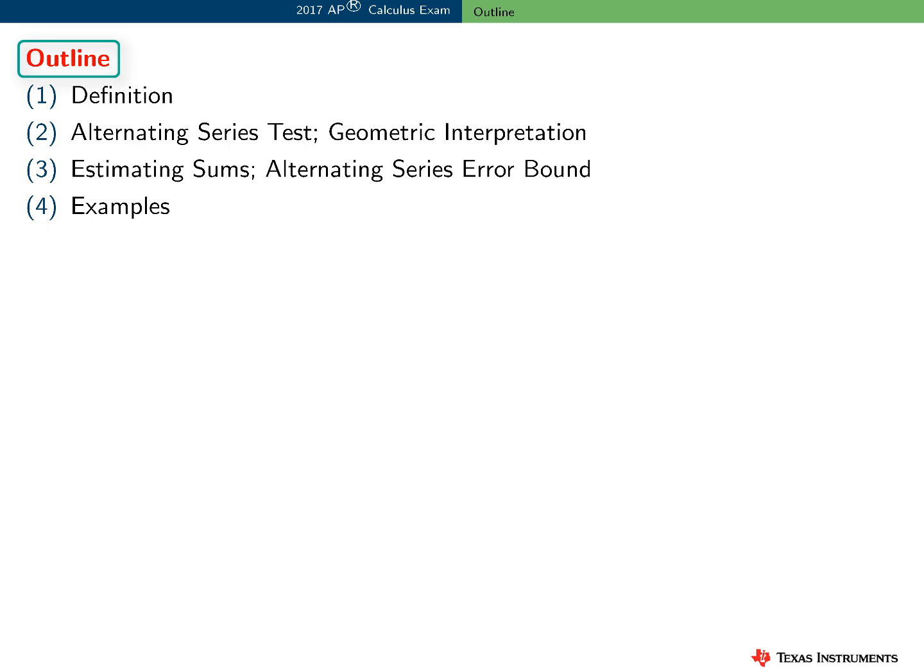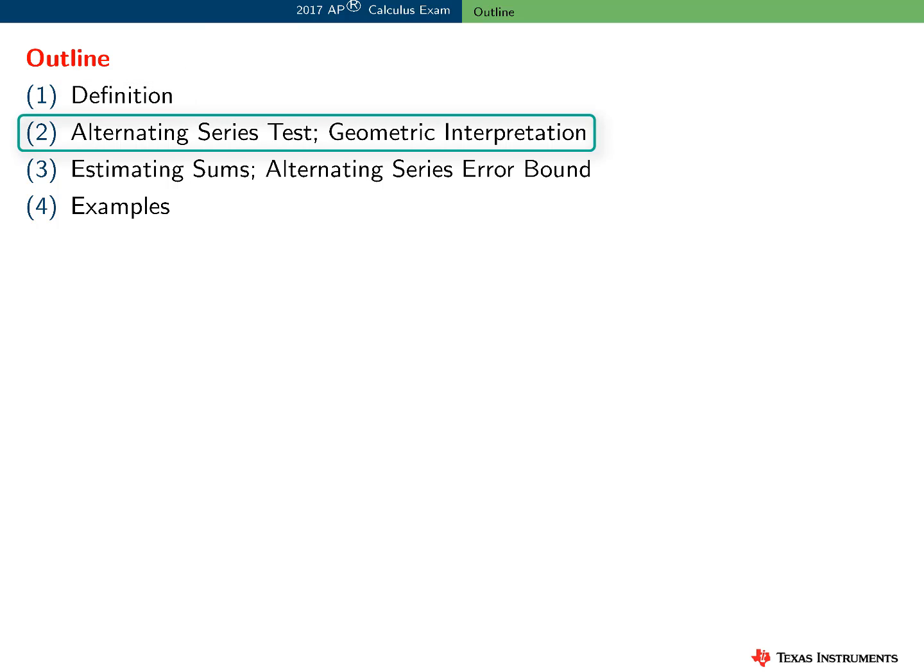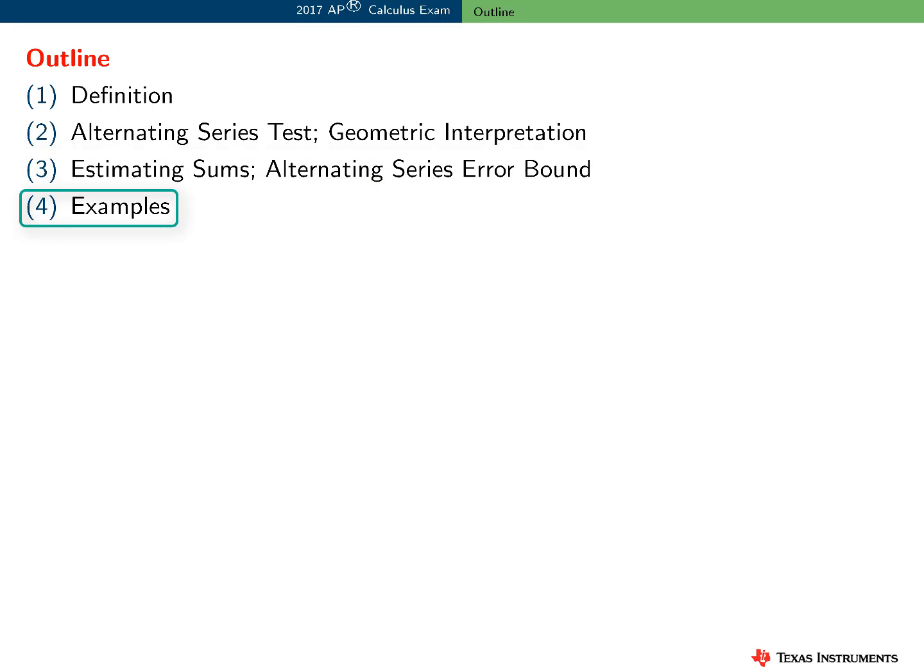Here's an outline of the information presented in this video. I'll begin with a definition of an alternating series, and then I'll consider a test for convergence or divergence, the alternating series test, and I'll also present a geometric interpretation of this test. Next, I'll consider how we estimate sums of a convergent alternating series and the alternating series error bound. And finally, I'll present a few examples and leave some of the solutions for you.